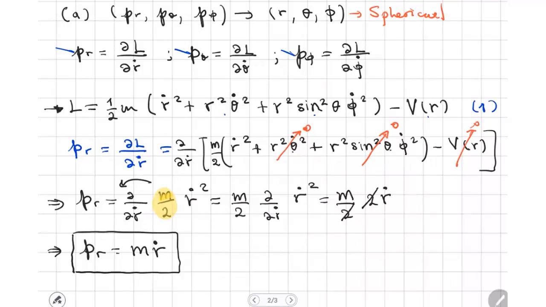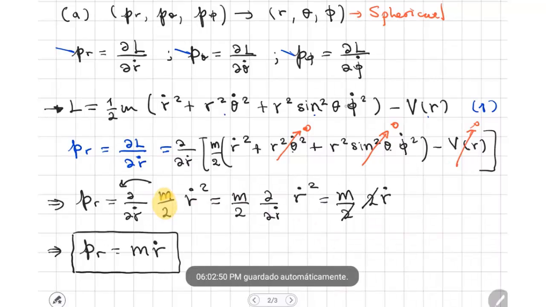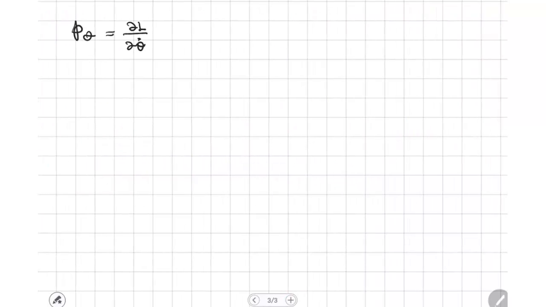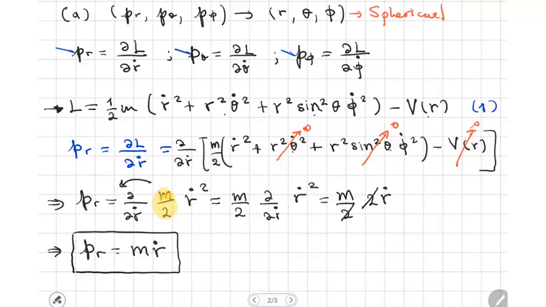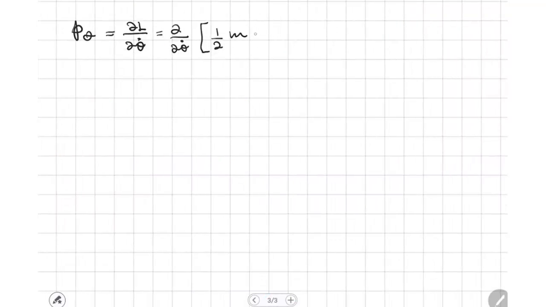So if we come back to formula number 1, you will see that the term depending on r dot is going to be 0, right? Because it doesn't depend on theta dot. The term with the phi dot is going to be 0 because it doesn't depend on theta dot, and the same with the potential. So we are going to have dL/d theta dot of 1/2 of the mass, in this case, the only term surviving is r squared theta dot square.